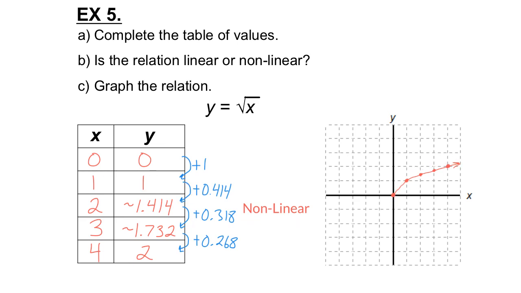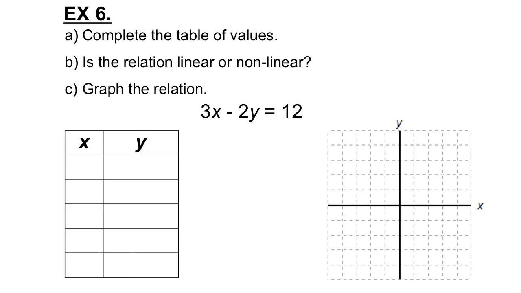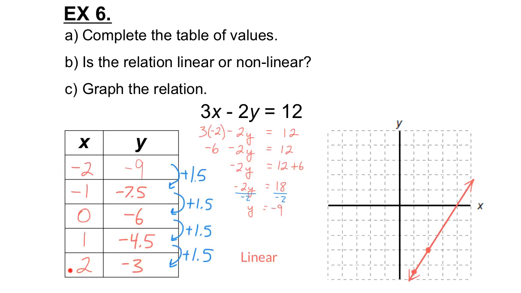It's a curve. So to finish off this lesson, why don't you try making a table of values, determining whether it's linear or nonlinear, and making a graph for this equation. So you can choose any x values you want. Here's how I got the y value for the first one. Do the same thing for the rest, and you'll see your first differences are all equal.